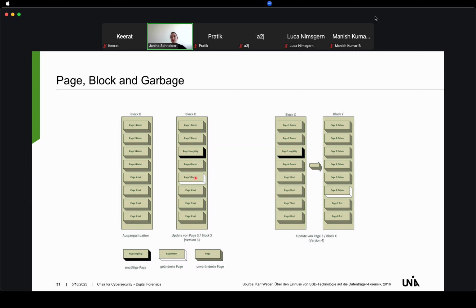Okay. Is that clear, or shall I start again from the beginning? So from the beginning means pages and blocks.